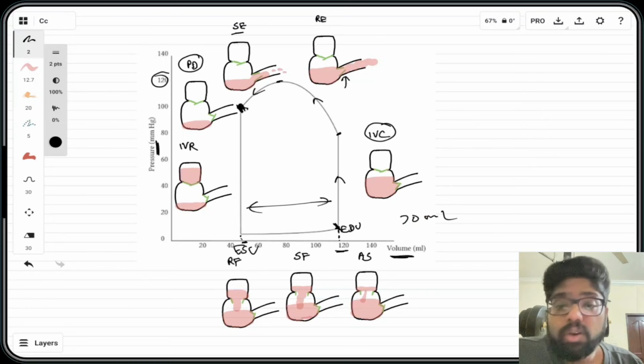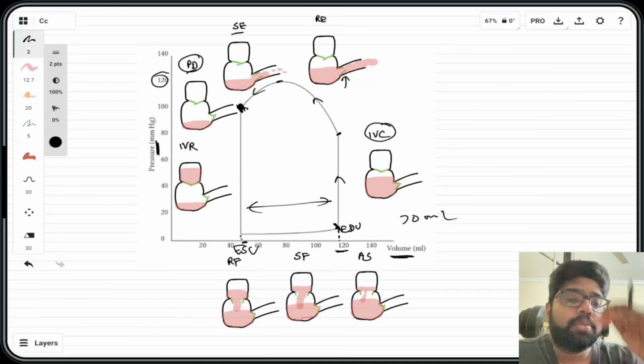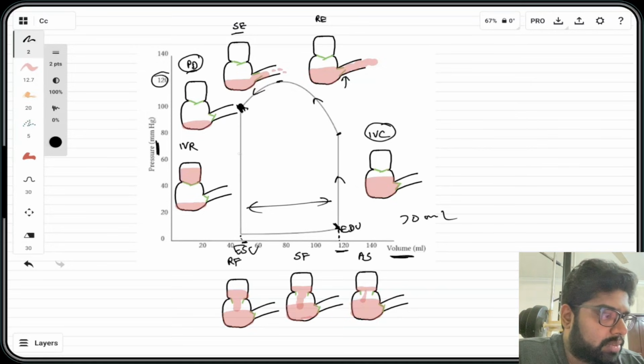Now it is the beginning of relaxation. The first phase is protodiastole, as we have seen. The next is isovolumic relaxation. So the volume is again going to remain constant, but the pressure is going to fall, which is exactly what you see here. The volume remains constant at end systolic levels, and the pressure comes down drastically to near zero levels.